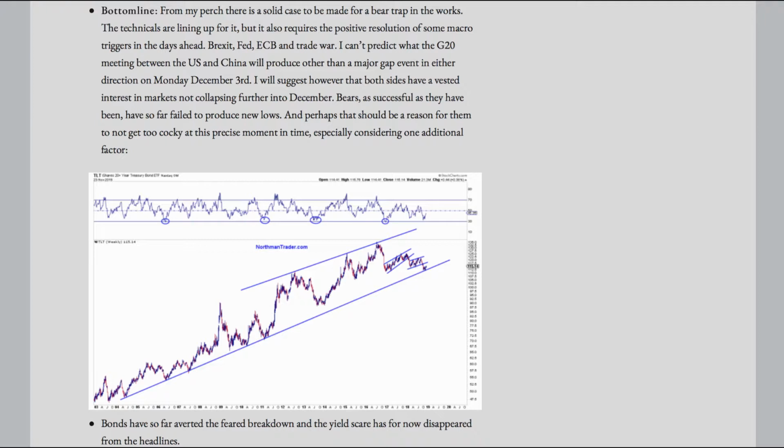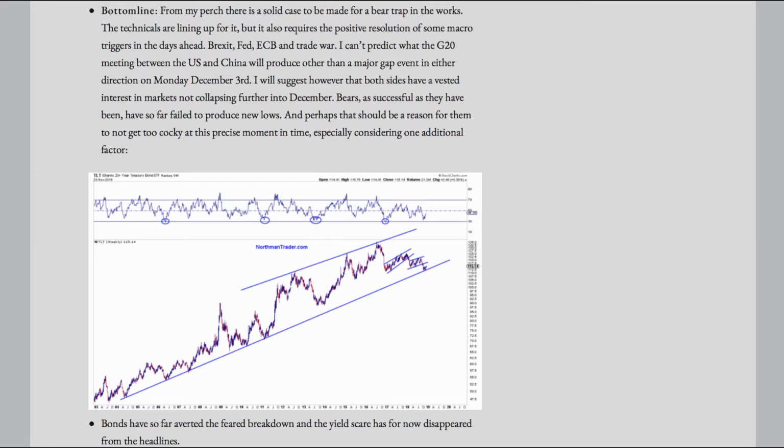The technicals are lining up for it, but it also requires the positive resolution of some macro triggers in the days ahead. Brexit, Fed, ECB, and trade war. I can't predict what the G20 meeting between the US and China will produce, other than a major gap event in either direction on Monday, December 3rd. I will suggest, however, that both sides have a vested interest in markets not collapsing further into December.